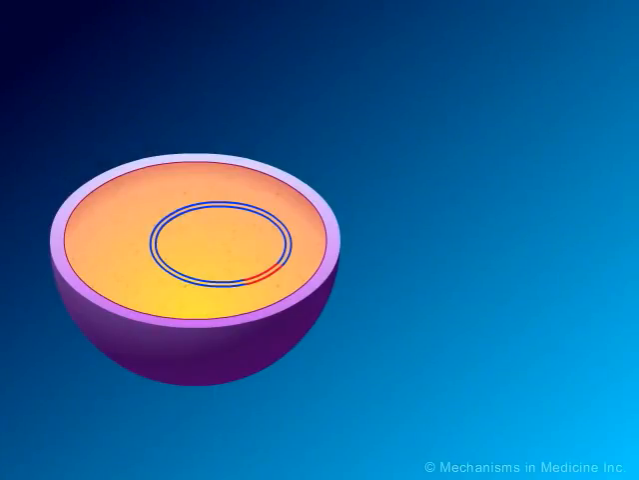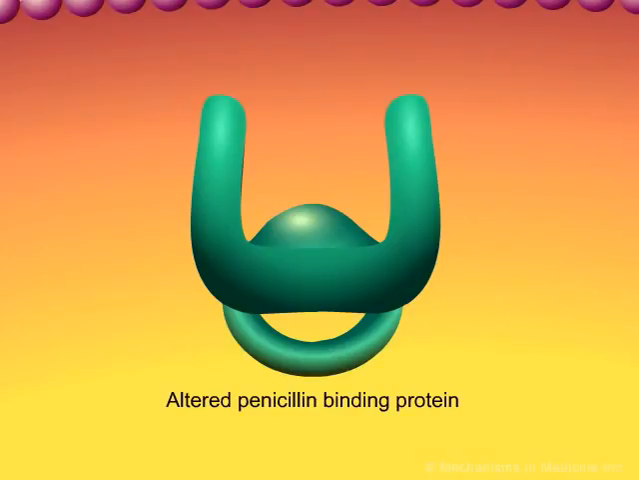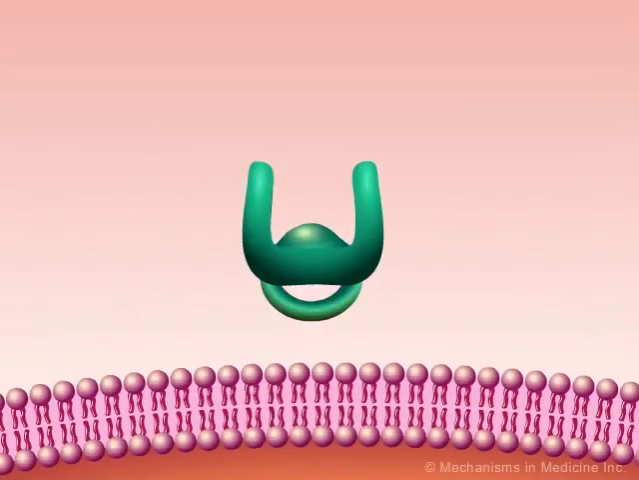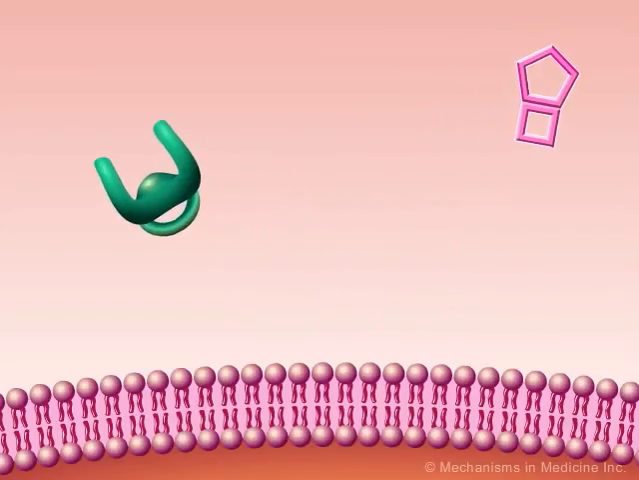If this remodeled DNA segment codes for cross-linking enzymes, i.e. penicillin-binding proteins, the result is the production of altered penicillin-binding proteins. These altered penicillin-binding proteins can still cross-link the peptidoglycan layers of the cell wall, but have a reduced affinity for beta-lactam antibiotics, thus rendering the bacterium resistant to the effects of penicillin and other beta-lactam agents.